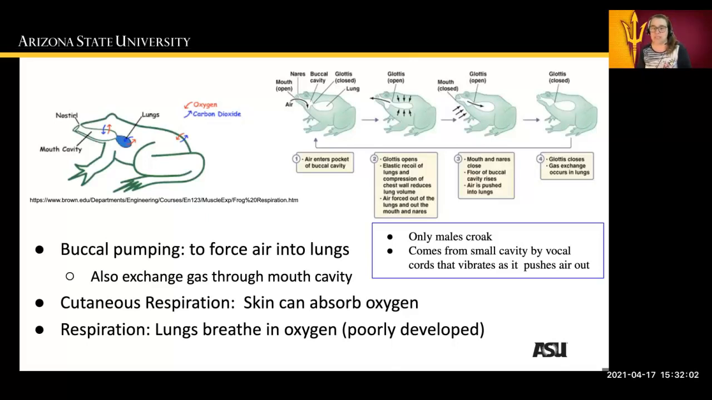And oftentimes this buccal breathing creates the frog croak that you hear, although only the males croak. It does come from a small cavity near the vocal cords that vibrate the vocal cords as it pushes the air out.